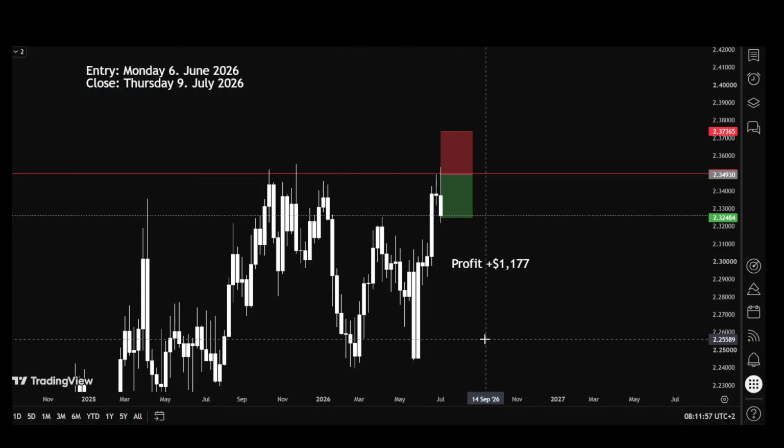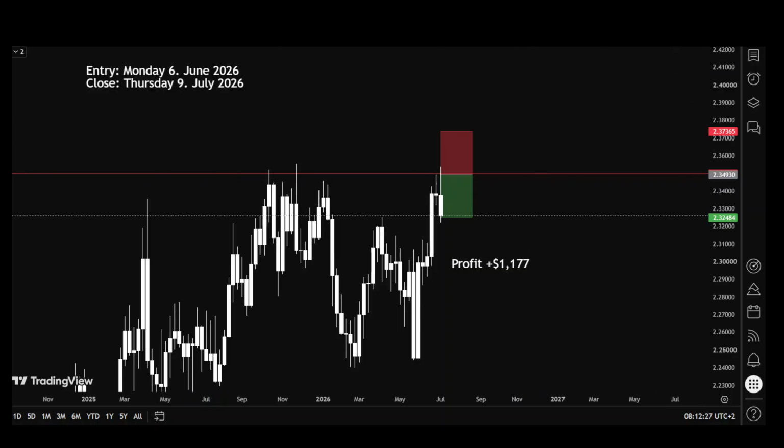So the reason I took the trade was really on the weekly chart. Usually I use the daily chart mostly to look for my setups. Sometimes I also look on the weekly chart, but I look for the exact same kind of setups. It was just that the weekly chart was a little bit easier to see in this case.